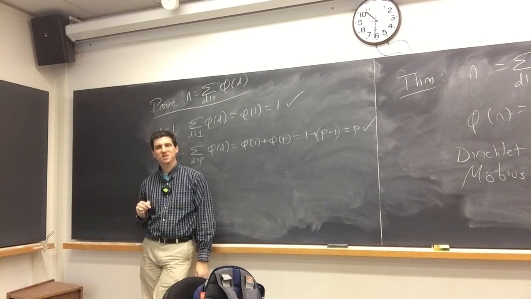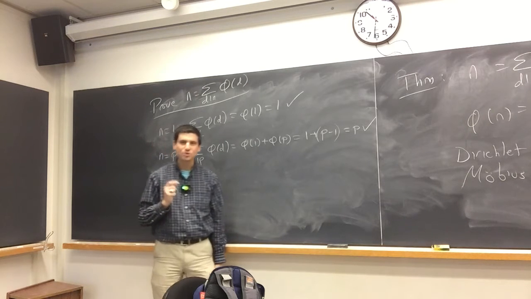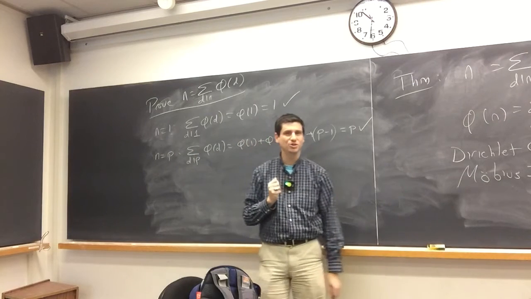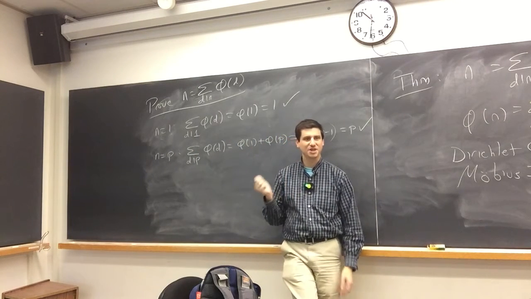OK, let's look at another case. What should we look at next? So that's one question. Should we do product of 2 distinct primes? What else could we do? The same prime. The same prime twice.